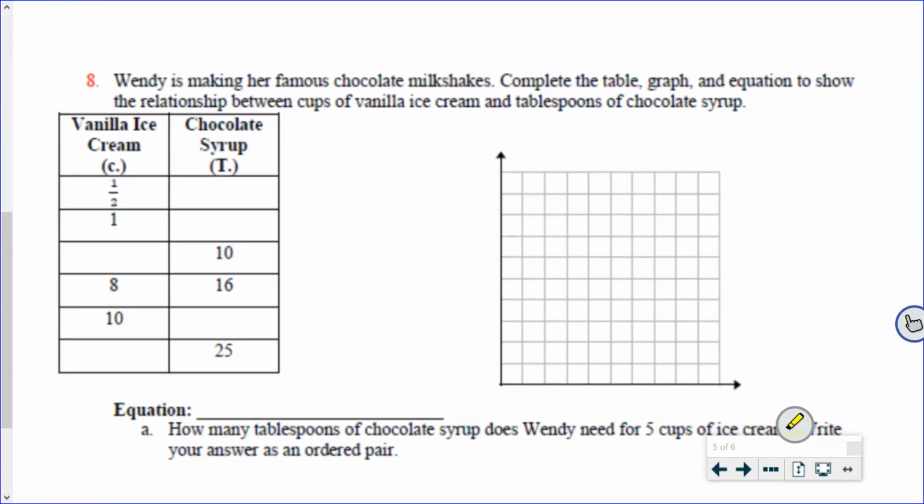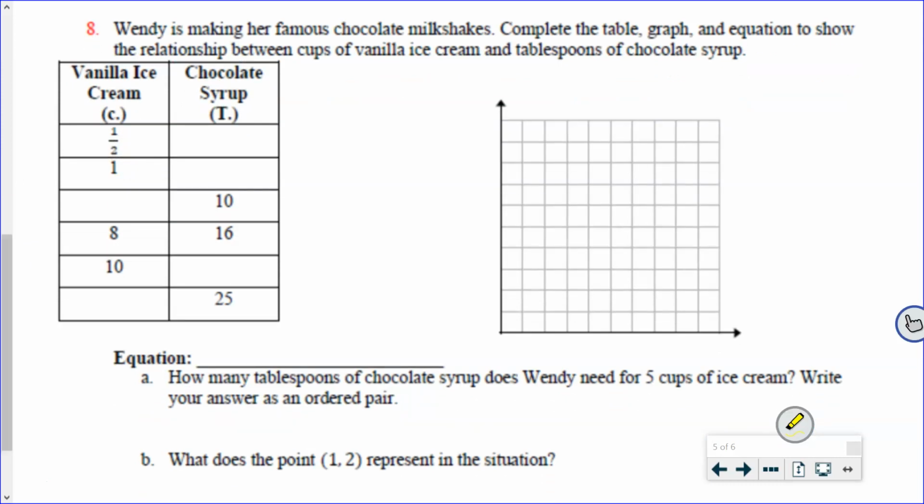Wendy is making her famous chocolate milkshakes. Complete the table, graph, and equation to show the relationship between cups of vanilla ice cream and tablespoons of chocolate syrup. And here's the problem. I don't have any information to do that with. I do. Where is it? It's all the way down here, but it is there. How does an 8 change to a 16? Multiply by 2. So what am I doing everywhere? Multiplying by 2. Even here, right? I'm going to multiply by 2.